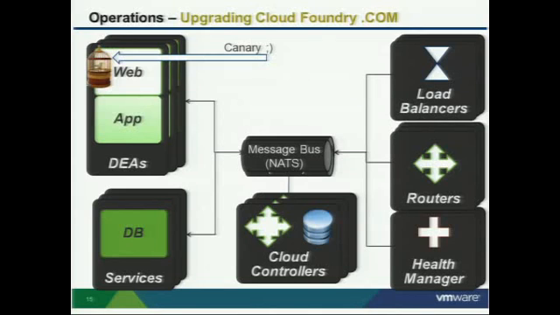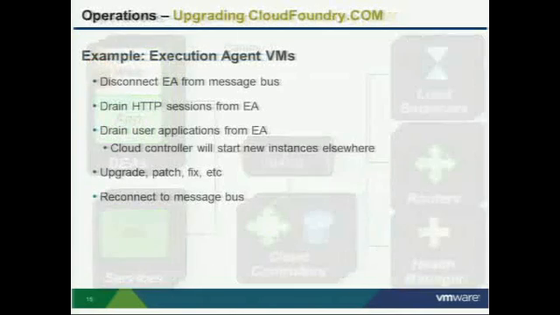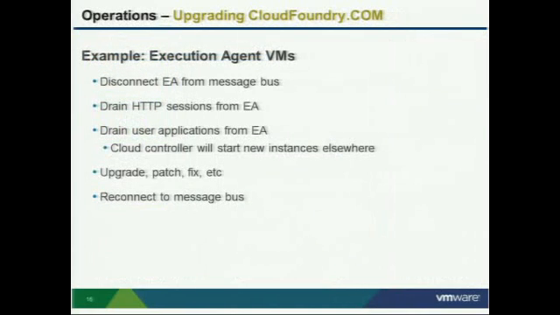We're going to show an example of how we switch out all the DEAs. The first thing we do is disconnect the execution agent from the message bus, which means it will no longer try to start new applications on that instance. Then we drain all the current HTTP sessions from the execution agent, so we know there's no longer traffic going there. And finally, we drain the applications, because if you have an application running on that instance, once we shut off that VM, you'll now have one less.